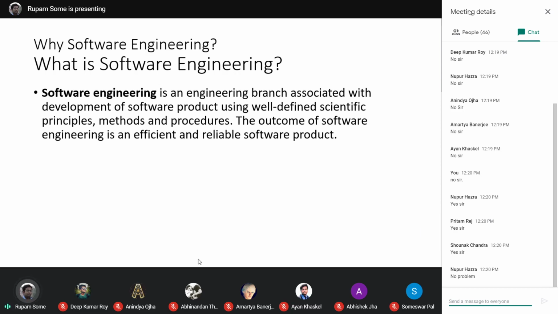So as I was saying, software engineering is basically a branch associated with the development of a software product. Once you want to develop a particular product, there are several steps that you would have to consider.